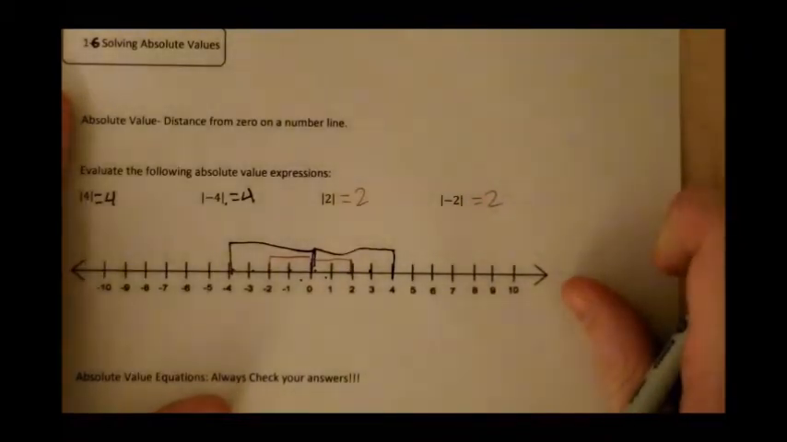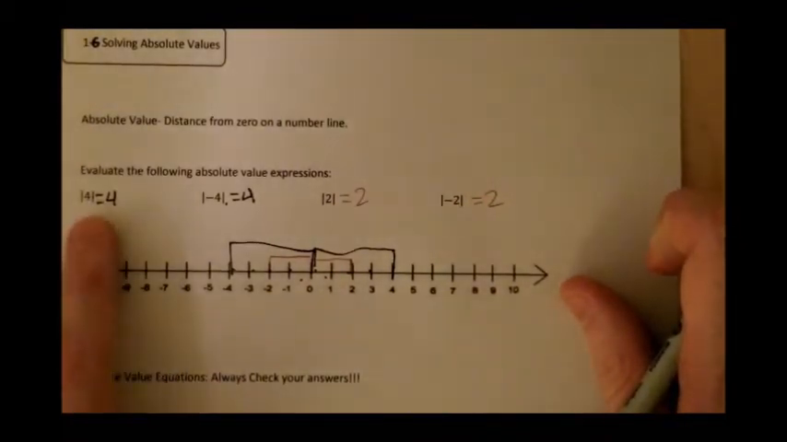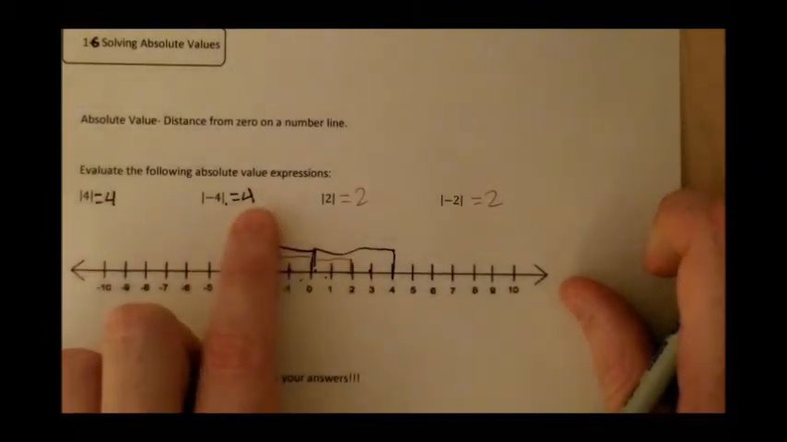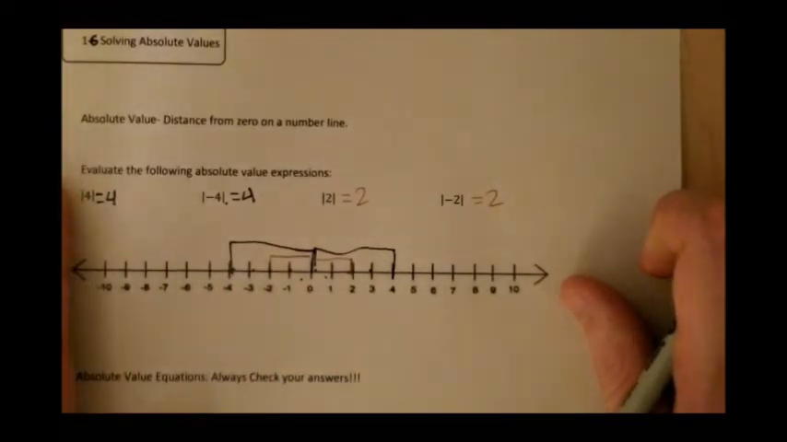I'm sure some of you guys are noticing some patterns. If you have a positive number, it just stays positive. But if you have a negative number, it turns positive. Okay, so that's how you evaluate using a single number on a number line. But we're going to look at something a little bit more challenging. We're going to be looking at equations. So let's check our first example.